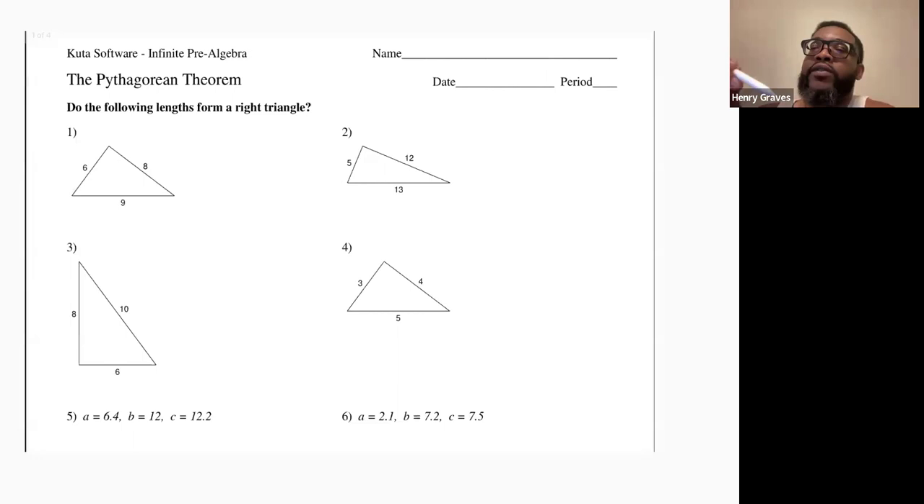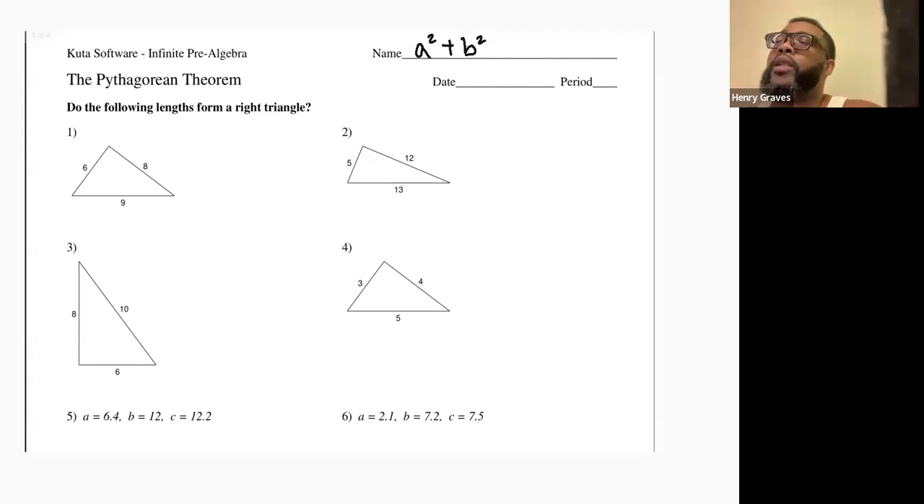It says here we have to see if these following form a right triangle. So I need to start off with the formula. I'm going to write it under here for name. And I have a, oh, Lord, that looks ugly. Okay, I need to make that much better. There we go. So it's going to be a squared plus b squared equals c squared. And that's the formula for the Pythagorean theorem.